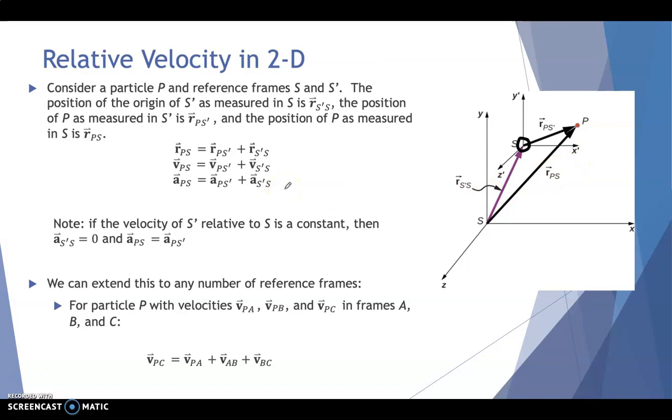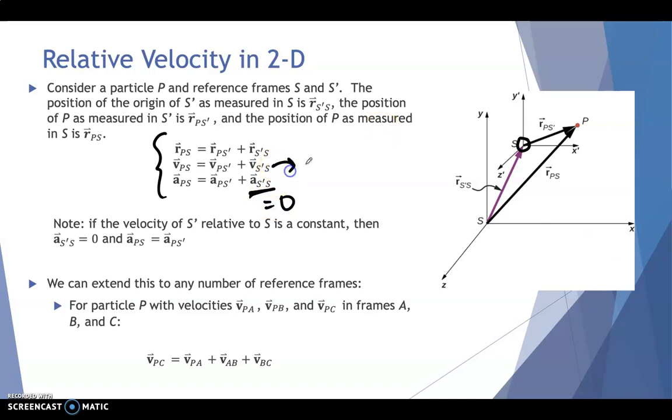Okay, so if we want to describe all of this motion, our position, velocity, and acceleration in either frame, we can use these equations. Note if the velocity of S prime relative to S is a constant, then a S prime S equals 0. Okay, so this value here would equal 0.